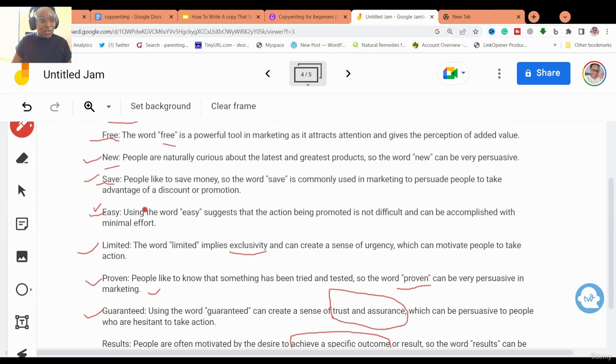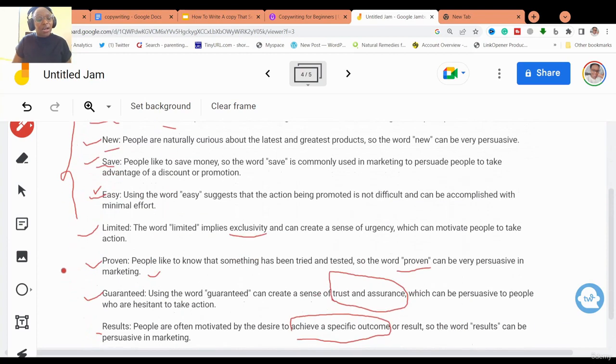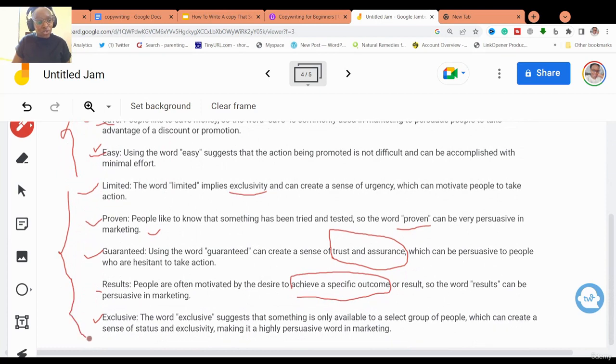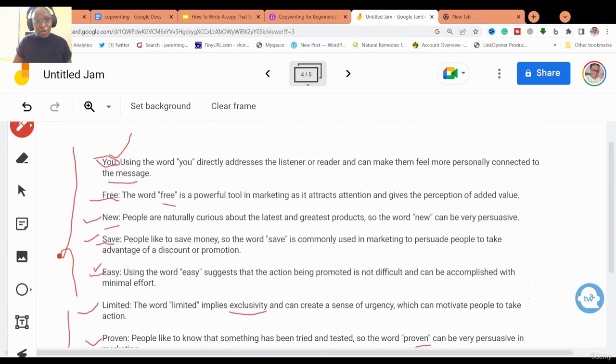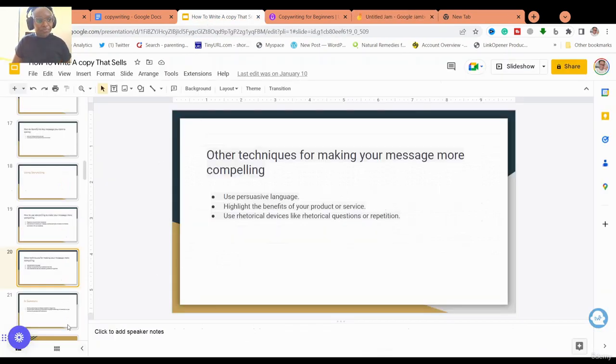So we've looked at all these words. Make sure that you are using them in your copies because they will help to create that persuasion that you want, and it will make people want to take action. So let us go back to our slides.